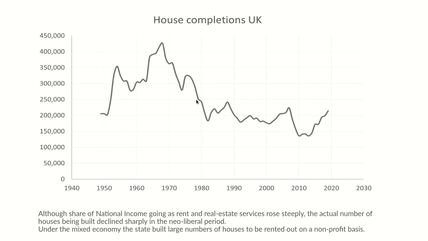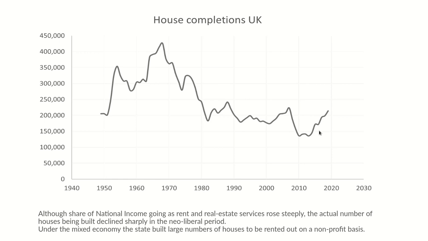After the Thatcherite policies are introduced, housing completions fall drastically. They fall to about half the level they were during the mixed economy period. Now, during the mixed economy period, a large number of houses were being built by the state and were being rented out on a non-profit basis.